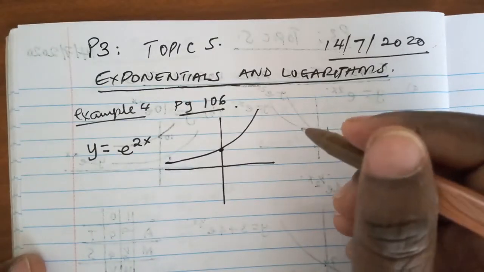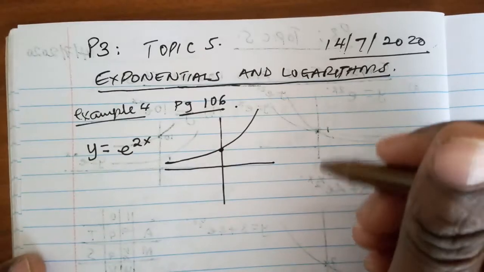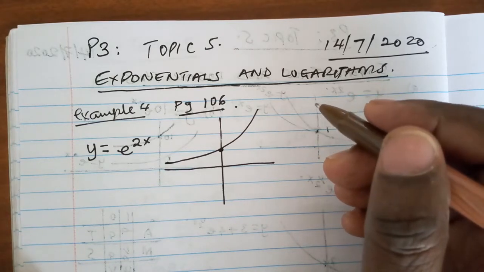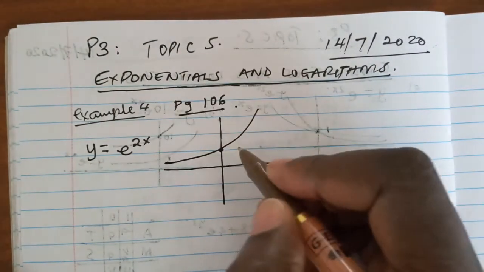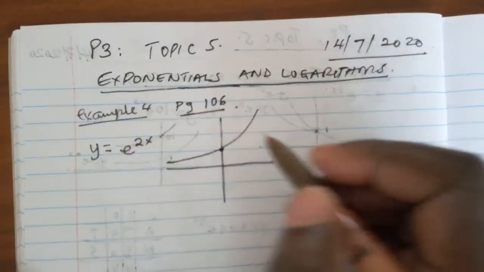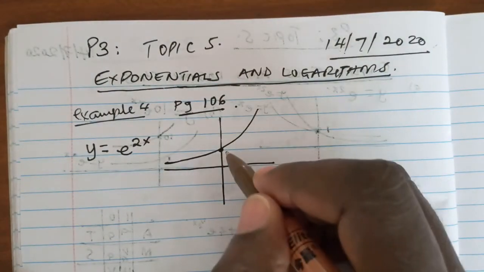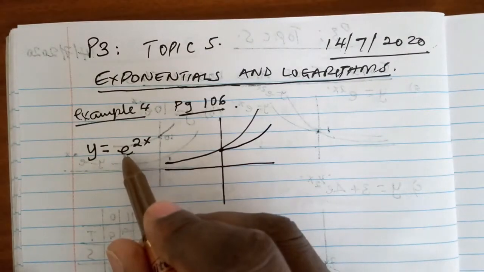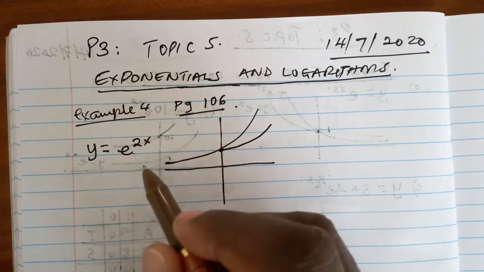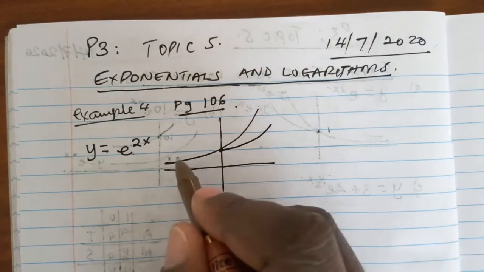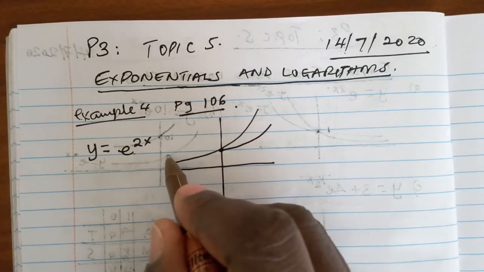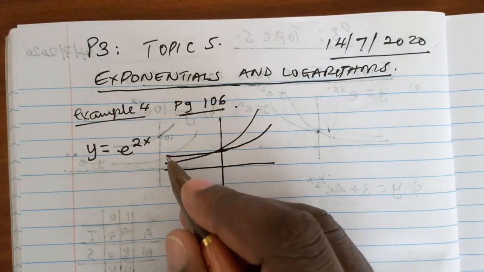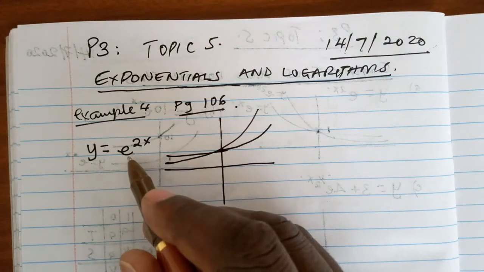So if you compare this with the graph of y is equals to e raised to power x, you realize that when x is positive, it is not going to be as big as this particular one. So it's going to be having something like this. But when x is negative, so 1 over a small number gives us a big number. So on this other side is going to be bigger, giving the values of y which are larger than those of e raised to power 2x.